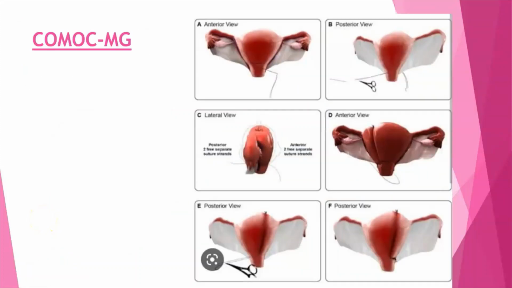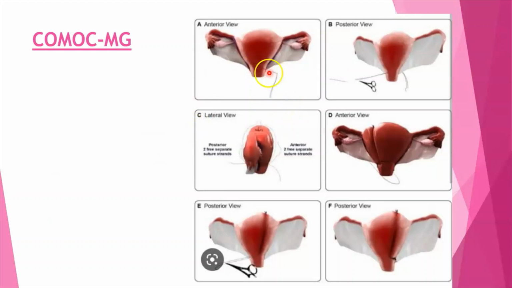Friends, now there is a modification of the B-Lynch suture by our own Indian gynecologist from Ahmedabad, Gujarat, that is Dr. Chaitanya Mohan Gandhi. This is the compression plus occlusion technique. As you can see in this picture, first it contains two double stranded threads. One has a straight needle and the other has a curved needle.